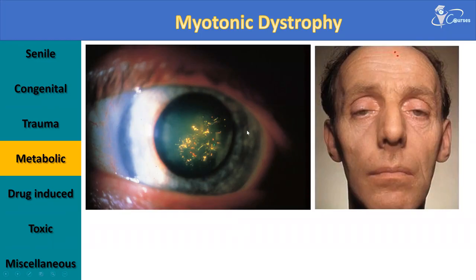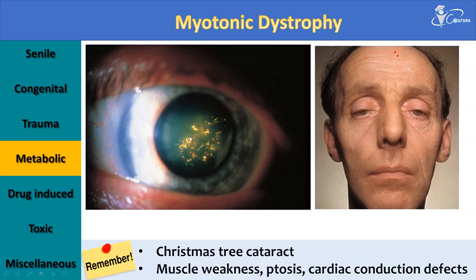Regarding the cataract itself, they will have what's called polychromatic crystals in the lens, which appear like a Christmas tree. So it is called the Christmas tree cataract. Christmas tree cataract is a polychromatic luster cataract which occurs in patients with myotonic dystrophy. Sometimes this will be associated with posterior subcapsular cataract and will proceed to complete cortical opacification.